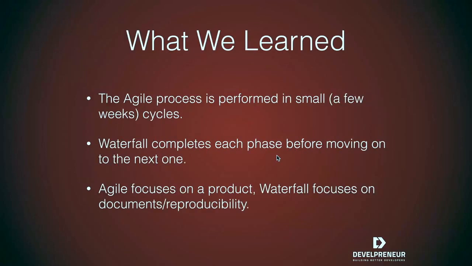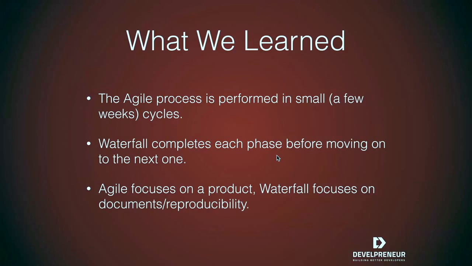All right, so what do we learn? In a nutshell, the Agile process is performed in small cycles. Typically it's going to be 2, 3, 4 weeks for a sprint, maybe as small as a 1 week sprint. Some people do 10 days, 15 days, 20 days, or something like that. But generally speaking, you're talking small cycles. You're not going to have a 6-month sprint or anything like that.